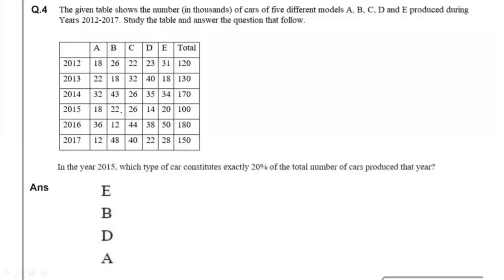Rectangle length is increased by 40% and breadth is decreased by 20%. What happens to the area of the rectangle? 14 into 8 is 112. So 12% increase will happen. Go to the next question. The same DI has been given. It is asking, in 2015, which type of cars constitute exactly 20%? 2015 number of cars is 100. 20% is 20, which is exactly for E. We'll go into the next question.